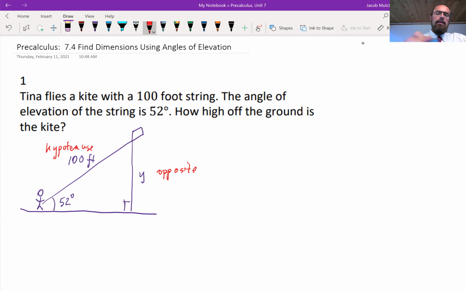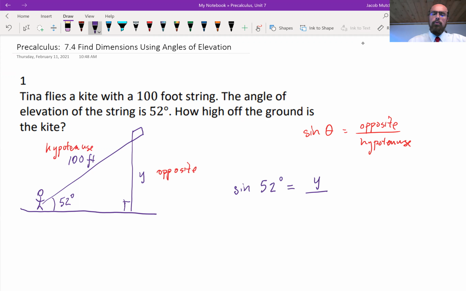And that allows me to set up a trigonometric ratio that involves the opposite side and the hypotenuse, and that's going to be sine. Remember, we defined sine of theta to be opposite divided by hypotenuse. So what we'll do for our question is we're going to say that the sine of specifically 52 degrees is going to be equal to y. That's what I'm looking for. That's the opposite measure divided by 100. And that gives me an equation whose solution is going to give me the height of that kite.